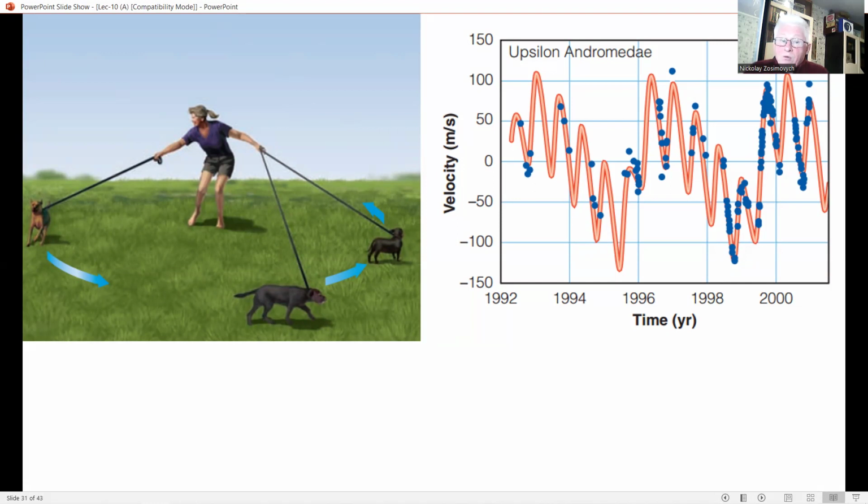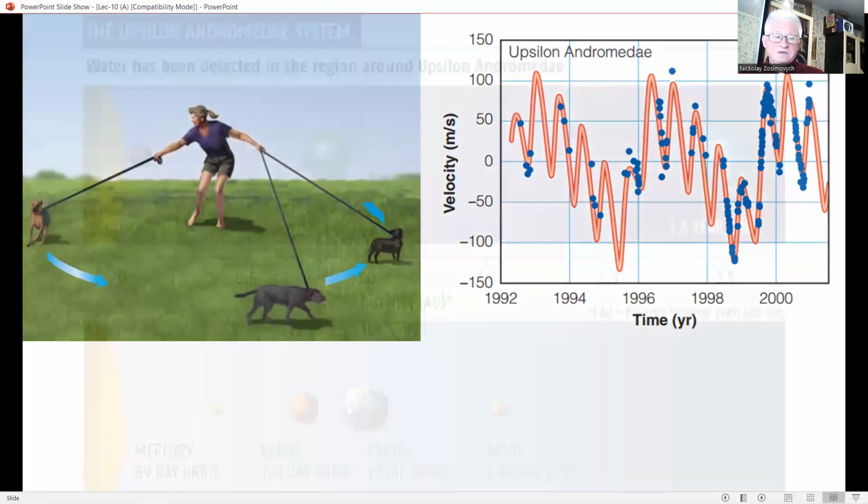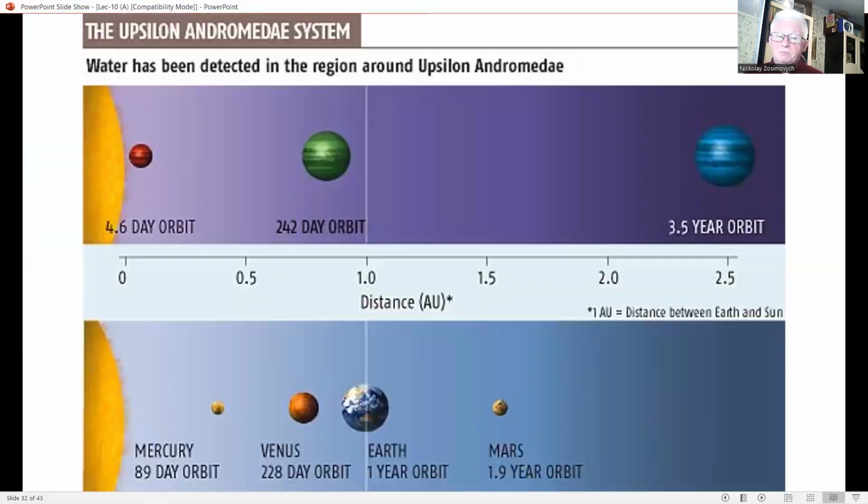In fact, more than 300 planets have been discovered in this way, including at least 3 planets orbiting the star Upsilon Andromedae and 5 orbiting 55 Cancri, true planetary systems. Over 25 such multiple planet systems have been found.